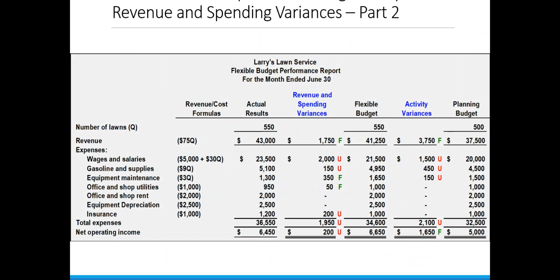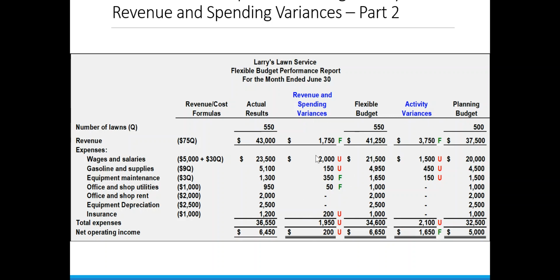Now, the performance report is what we're going to end up with here in this video. And we're going to actually do a calculation of a performance report. So when we actually look at this, a performance report is going to be three columns: planning budget, flexible budget, and actual results. And between the actual and flexible budget, we're going to isolate the revenue and spending variances.